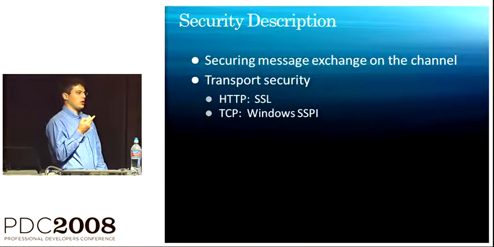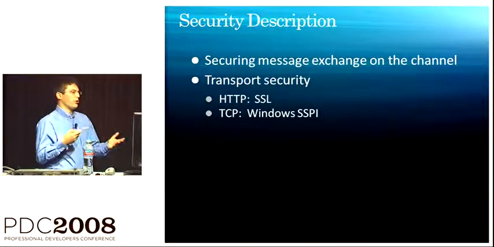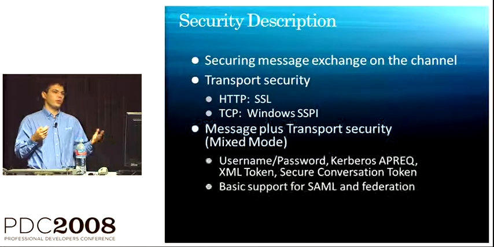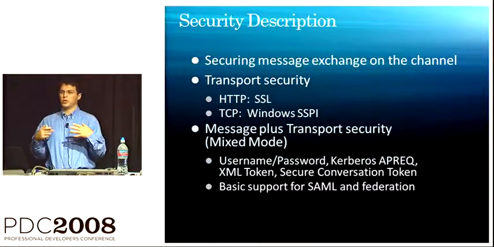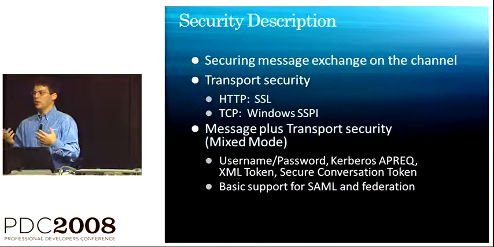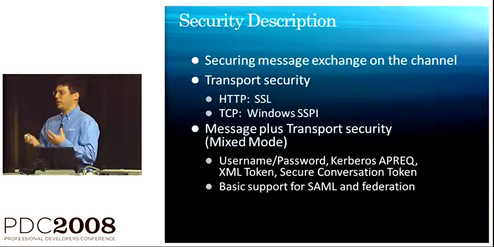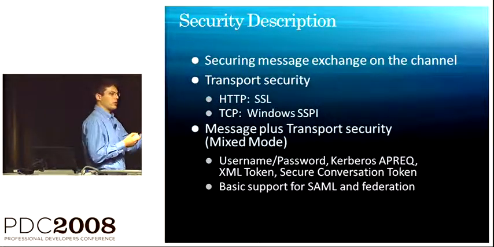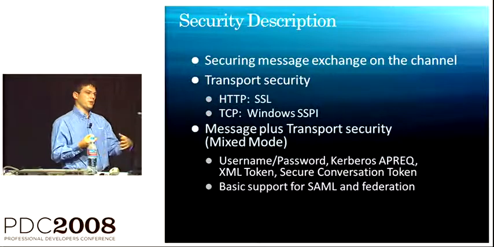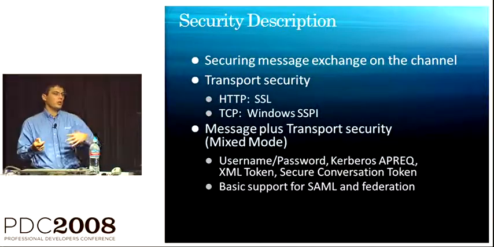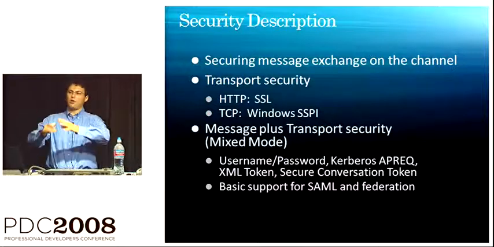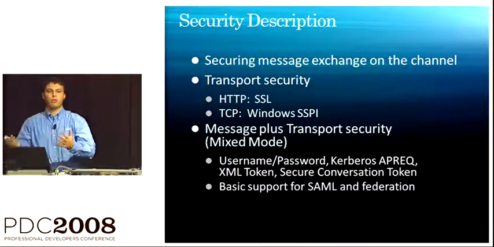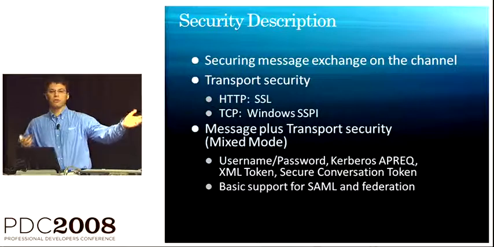The next mode is about how the client authenticates to the server. That's usually called mixed mode. Basically, part of the message will contain some information for the service that helps the client to authenticate to the service, things like username and password. There will be a header that is part of the message, like username and password. There is a Kerberos AP-REQ that we also support. This could be an XML token, that represents a general kind of blob of XML data that servers recognize. Or a secure conversation token.